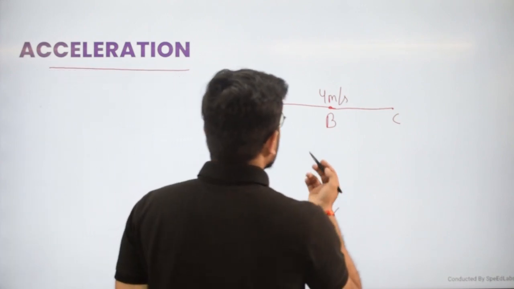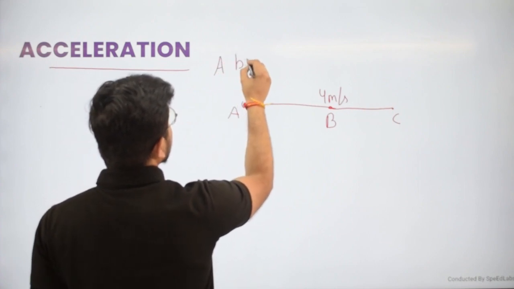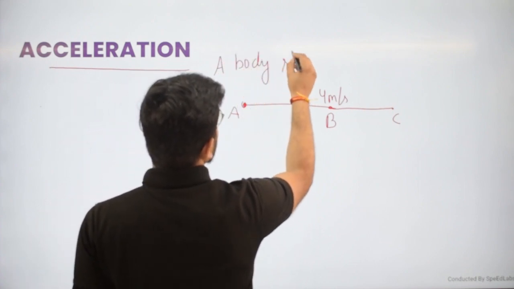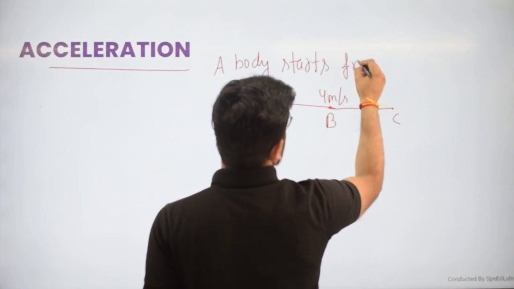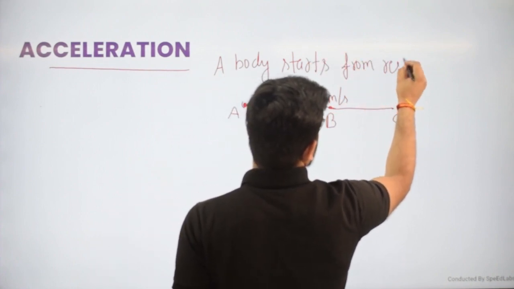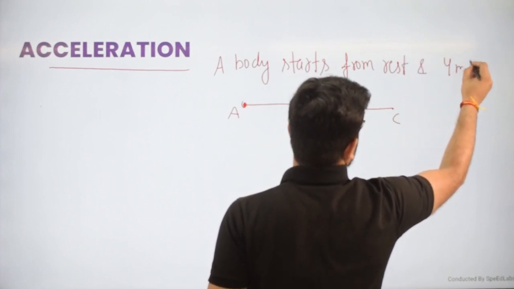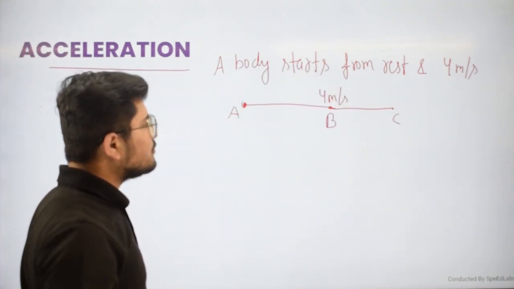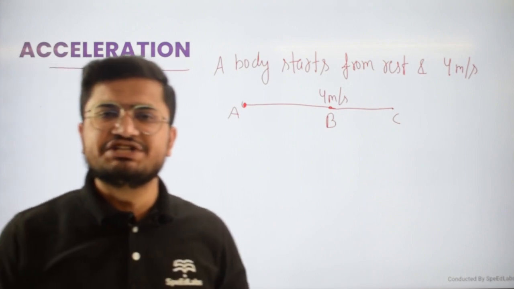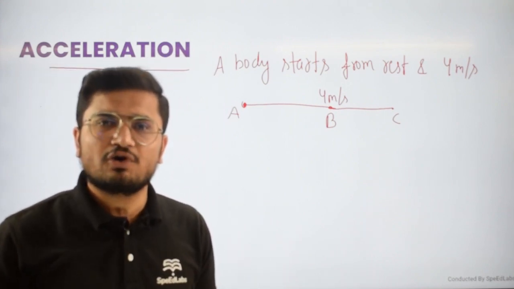What information are we getting here? A body starts from rest and achieves a velocity of 4 meter per second. At this point B, the velocity was 4 meter per second. Now you have to tell me, we just studied the definition: change in velocity. So how can we find the change in velocity?